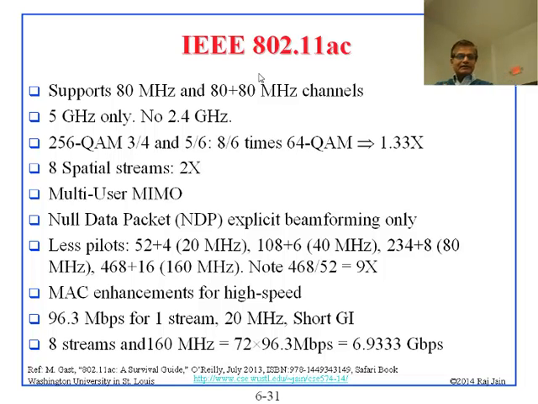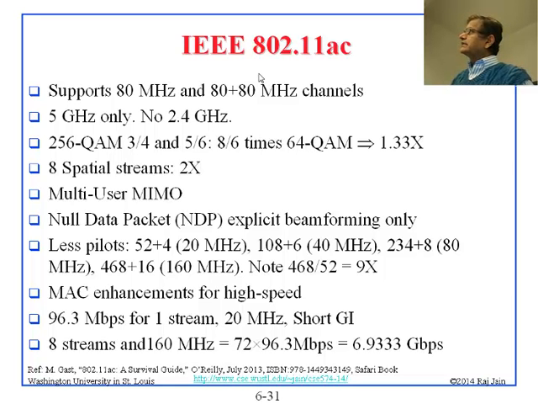And they want to squeeze out every carrier, so they have fewer pilots, which means more data. So we have 52 plus 4 in 20 megahertz, 108 plus 6 in 40 megahertz. I think these numbers are the same as 11N. But this number goes up. You see, when you go from 40 to 80, 108 would be 216. But again, you get more. And when you go from 80 to 160, you get 468, which is more.